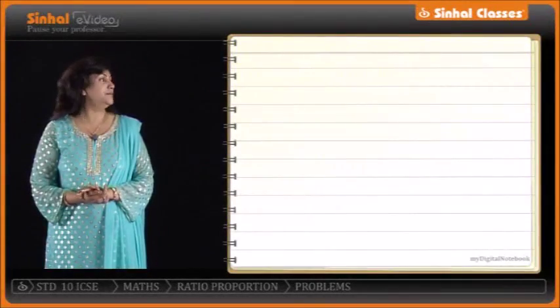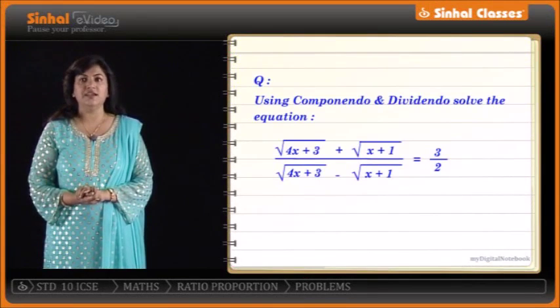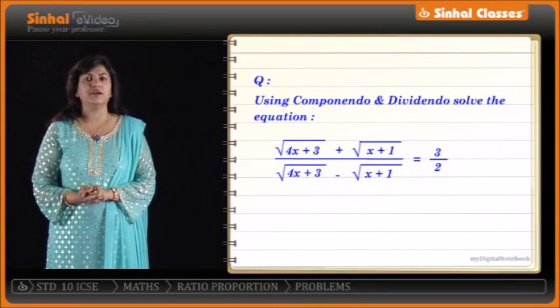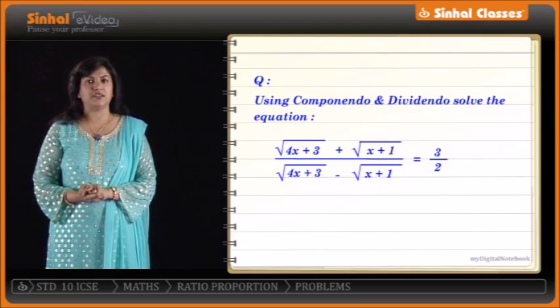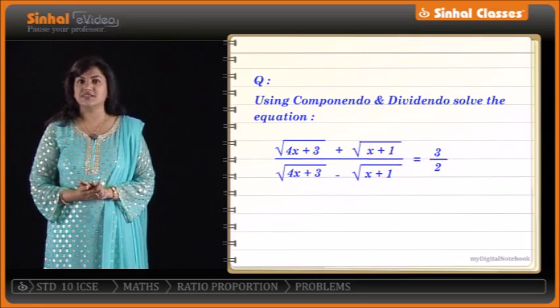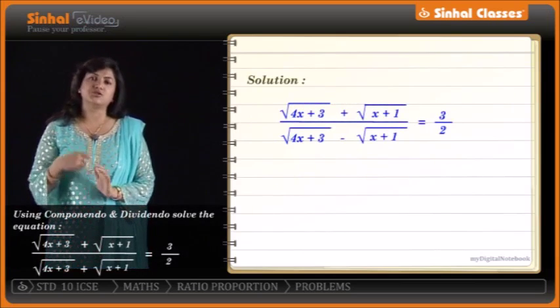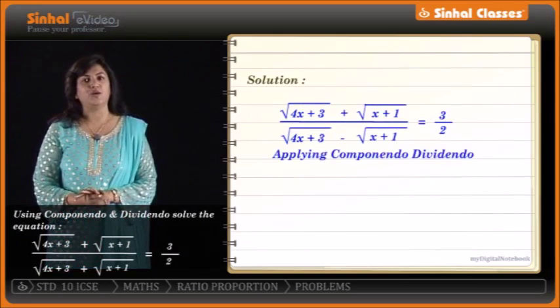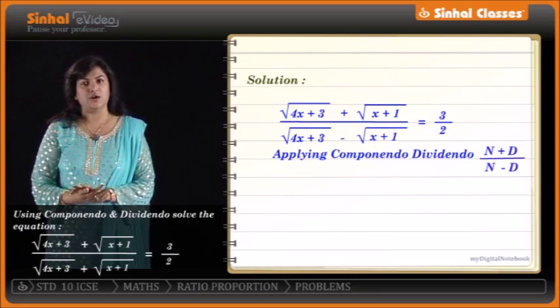Now to the next problem. Using componendo and dividendo, solve the equation root 4x plus 3 plus root x plus 1 upon root 4x plus 3 minus root x plus 1 is equal to 3 upon 2. Now in the question itself we are told using componendo dividendo solve this. So just apply componendo dividendo, that is numerator plus denominator upon numerator minus denominator.